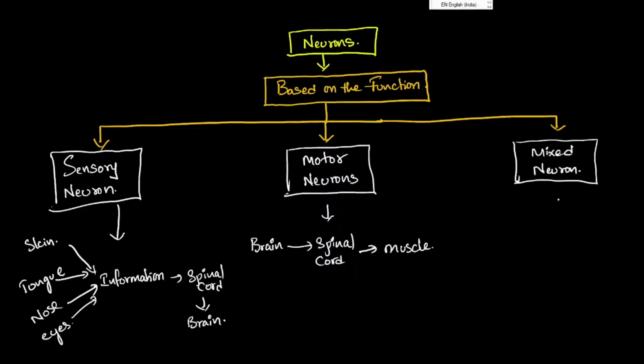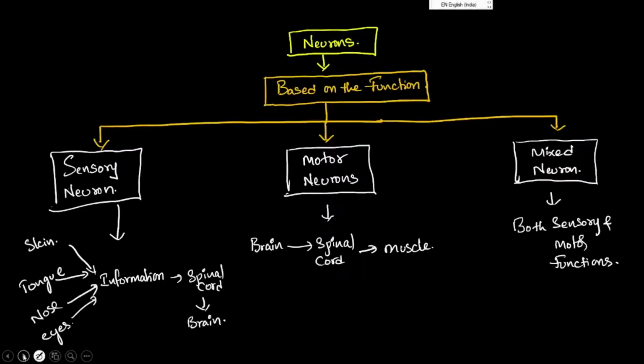Okay, now the next one is mixed neurons, which perform both sensory as well as motor functions, students. That we call mixed neurons. So these are the three types of neurons that are there.